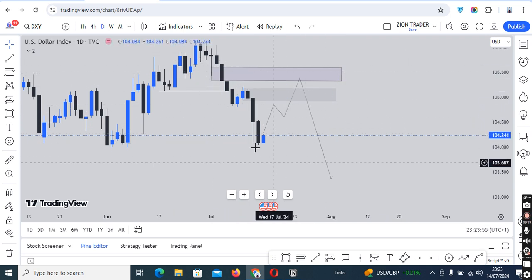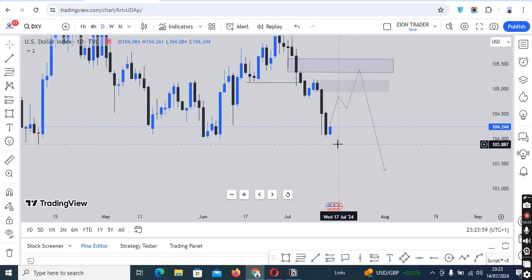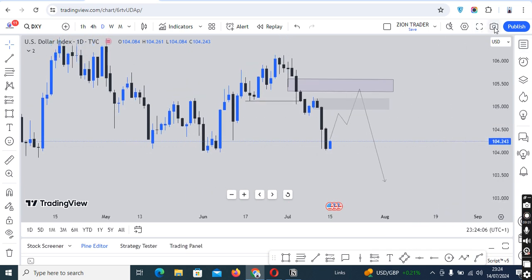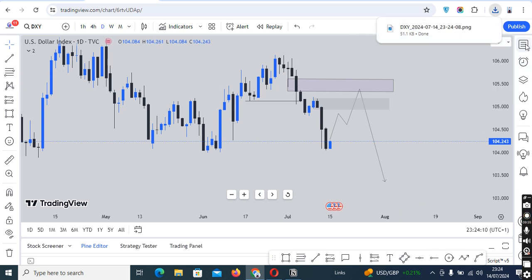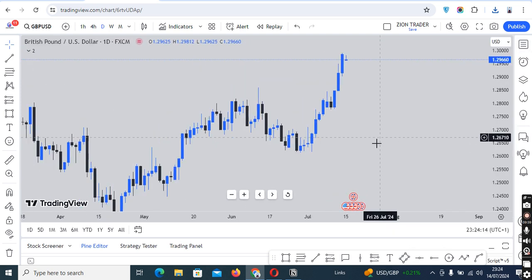Last week I was anticipating that retracement, but it didn't happen. This week I'm still anticipating that retracement, but if it doesn't happen, now price does what it wants to do. So right here, as you can see right here, maybe I'll just take the screenshot and then download it, and then that's it. So we'll keep it, and then next week we'll bring that up.